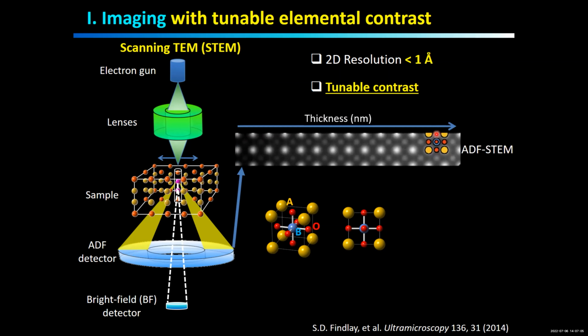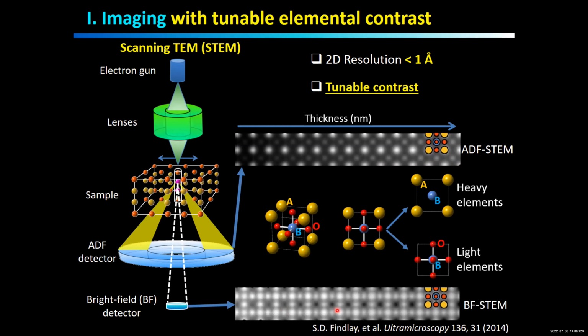So the ADF STEM image will mostly show the heavy elements, such as the A and B cations in this perovskite material. Light elements scatter electrons to low angles that can be collected by the bright field detector. So in the bright field STEM image, it will be more sensitive to light elements, such as this oxygen octahedra. By controlling the collection angle, we can tune the relative contrast between the light and heavy elements so that we can focus on the element that we are interested in.